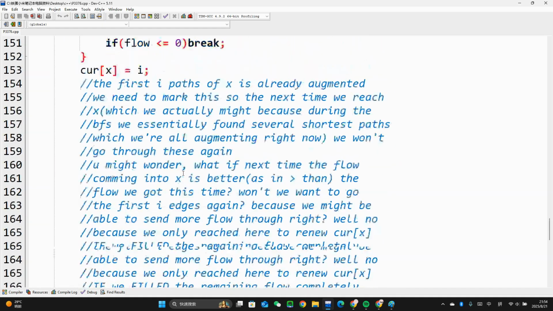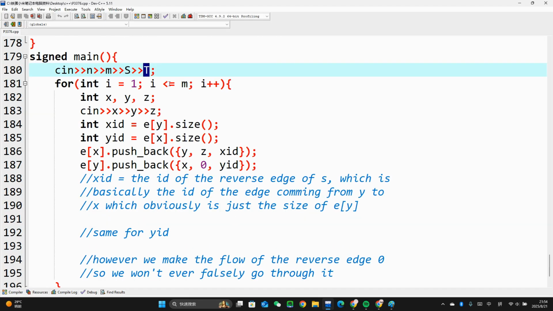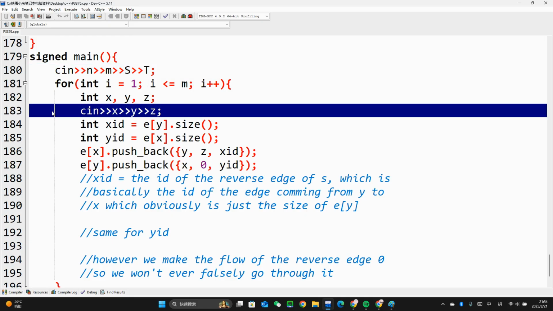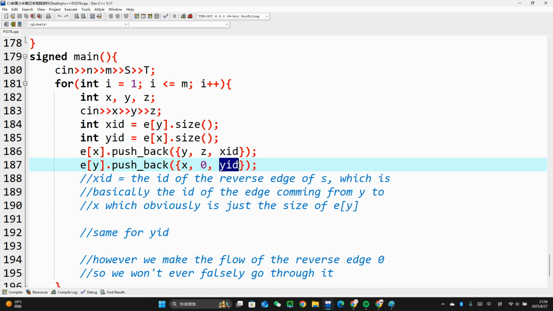Let's start with the main function, just as always. N and M is number of edges and number of nodes. I mean, reverse. This is number of nodes, this is number of edges. S is the source, and T is the terminal. We input every single edge. This is an edge from X to Y with a capacity of Z, and then we push back X, Z, and we have to push back an XID and YID along with it.